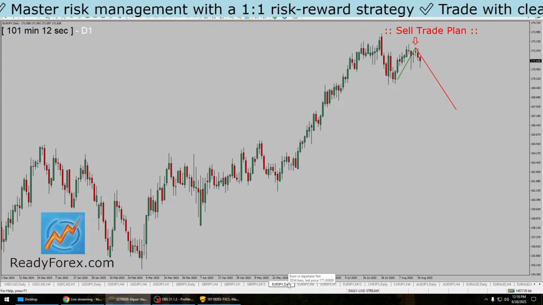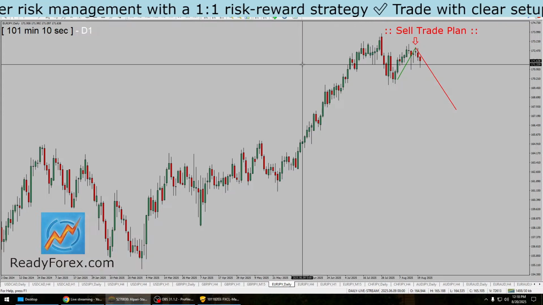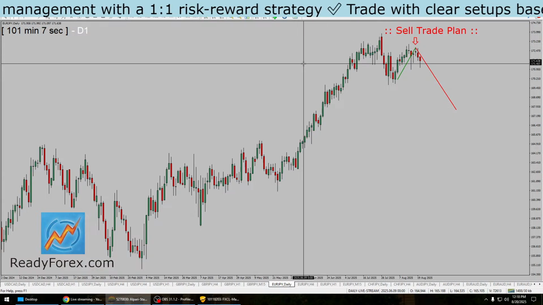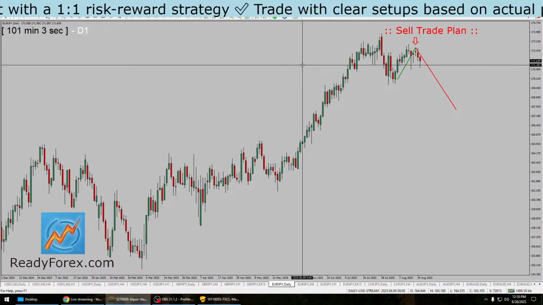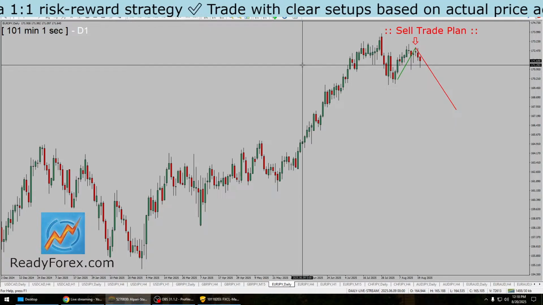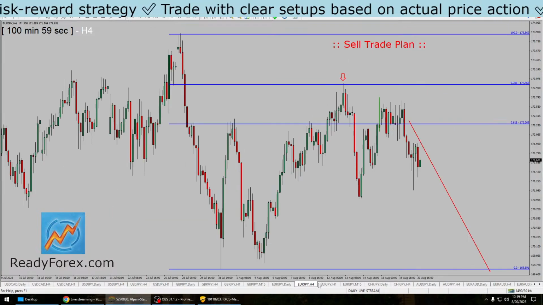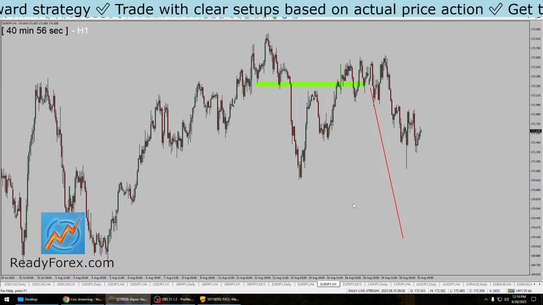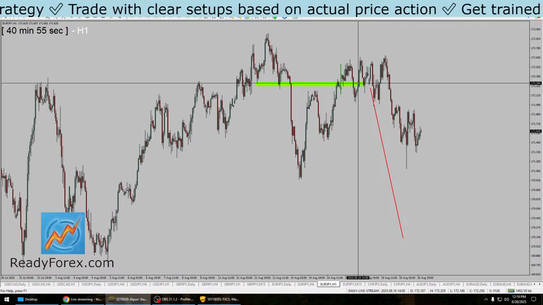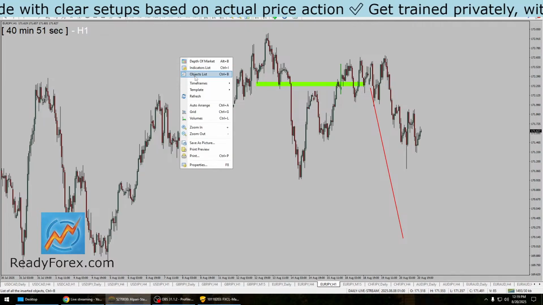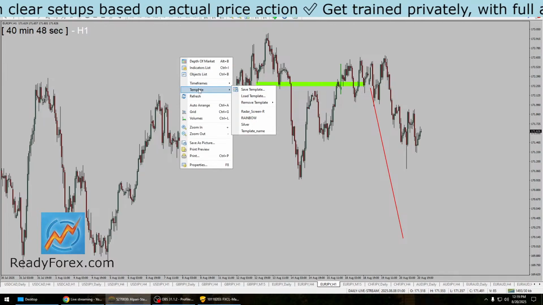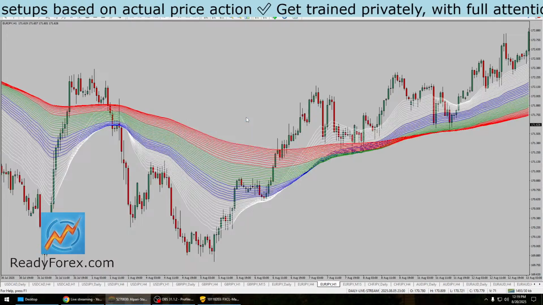Let's check out the daily. This was the breakdown right over here. The market is retesting the support. So this was the level price action took. Let's see what's going on with regard to the rainbow.